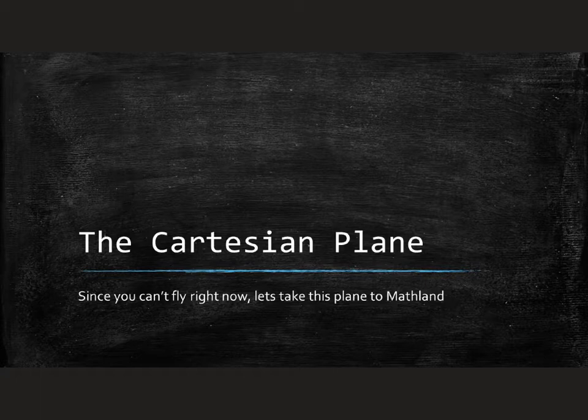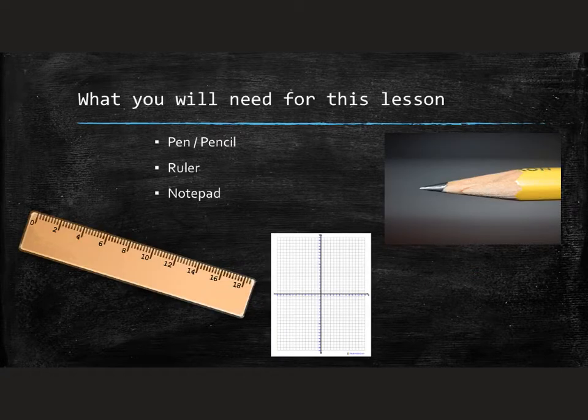Today we're going to be looking at the Cartesian plane, and since you can't fly anywhere right now, let's take this plane to Mathland. For this lesson, I would really recommend that you pause the video and get a pen or a pencil, a ruler, and a notepad. We're going to need all of these today because you're going to be drawing and labeling, and doing some exercises while I'm explaining some of these concepts. So pause the video right now and go and fetch your stuff.